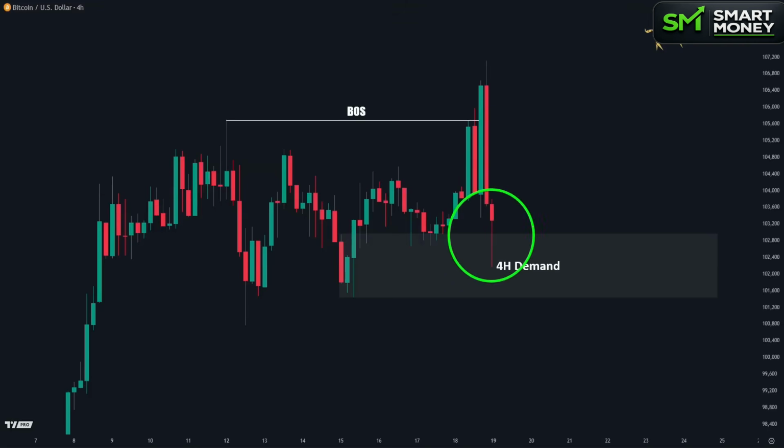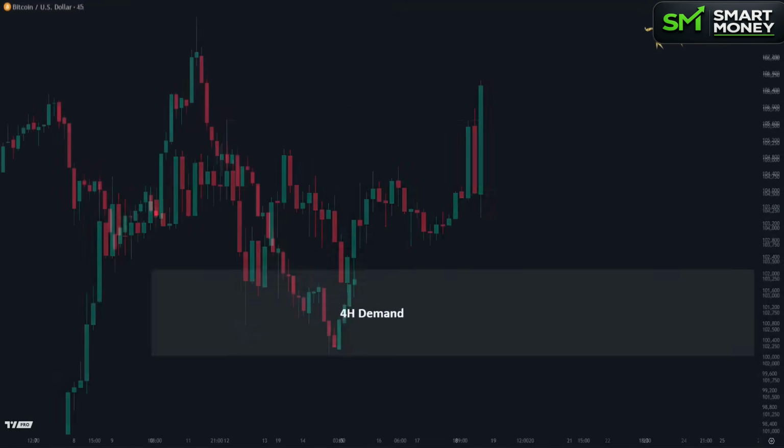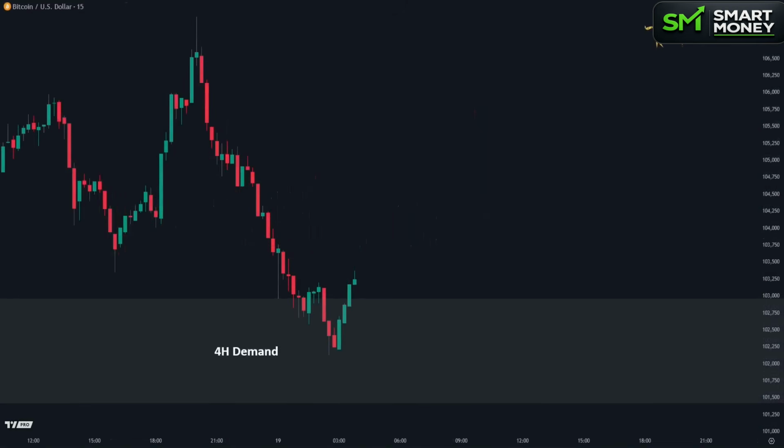As you can see, price returns to the demand zone and begins to show rejection. At this point, we move down to the 15-minute chart to monitor price action more closely and look for a valid reversal confirmation. After tapping into the 4-hour demand zone, price rejects and forms a bullish market structure shift by breaking and closing above this 15-minute swing high.